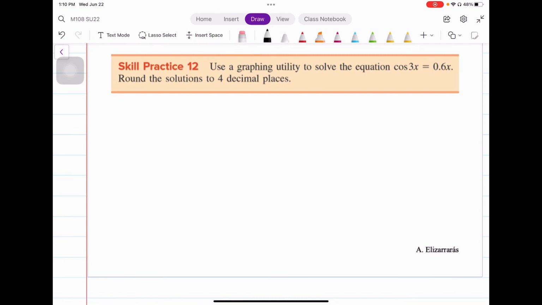For this question on Skills Practice 12, where we're going to use a graphing utility to solve an equation cosine 3x equals 0.6x, I'm actually going to use Desmos to show you that I'm trying to figure out when the cosine of 3x equals 0.6x, and I'm going to be looking for their intersection. So let's head over to Desmos now.